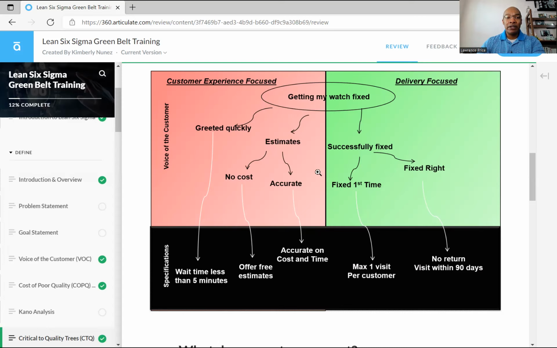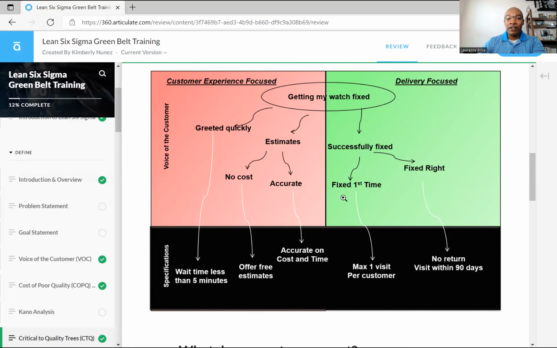When you start thinking through this and have this brainstorming that you're sketching out, you start transitioning into specifications. So greet it quickly: we want a wait time of less than 5 minutes. As you think about going from the define phase into the measure phase, you want to start collecting data that speaks to this, to let you know what the current state is. Do we offer free estimates? Do we also want to make sure that our estimates are accurate on cost and time? Do we have any historical data for that? And if not, then we'll have to have a conversation about how to collect that.